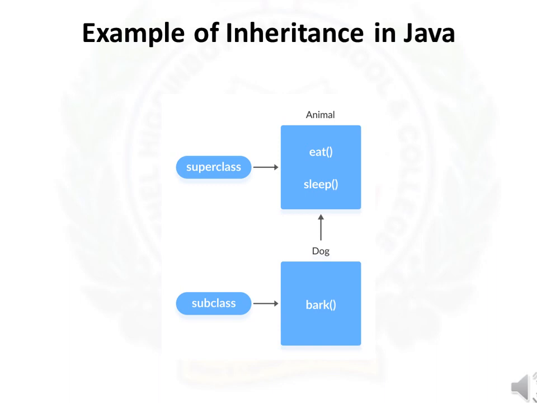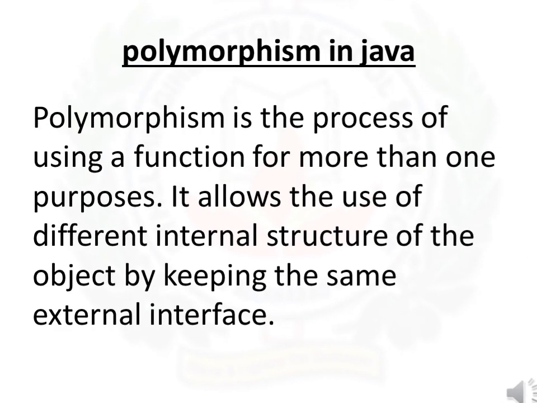So this is the example of inheritance in Java, where the subclass takes some characteristics from the superclass. It will inherit some properties from the superclass. This is called inheritance.